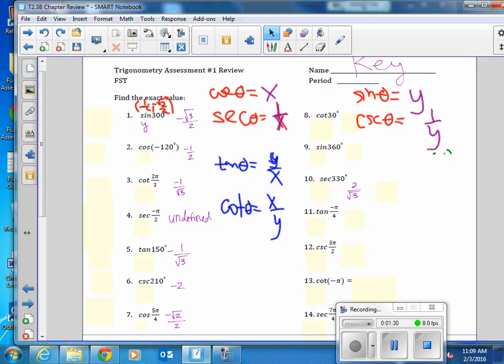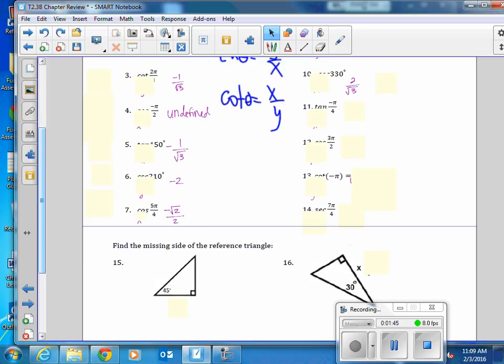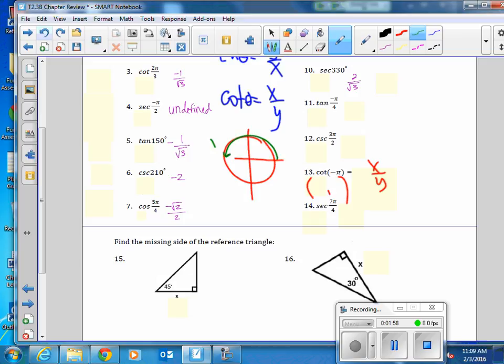How about another one? Want to see any of the tangents? 11 or 13? 13. Let's do cotangent. Cotangent is x over y. Okay? So if cotangent is x over y, we need a coordinate. If this is your unit circle, here is pi, and then negative pi is back here. So this coordinate is just going to be negative 1, 0.